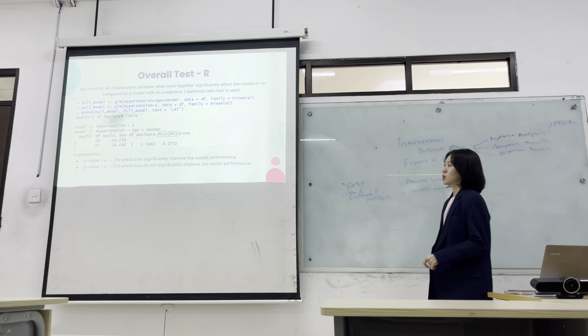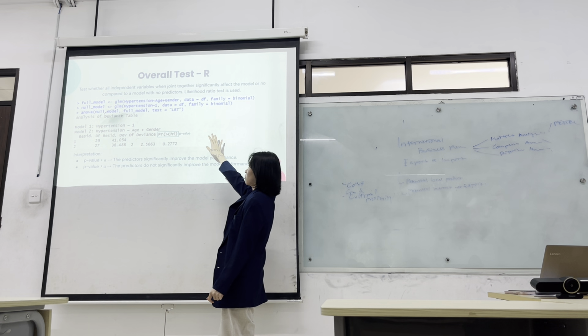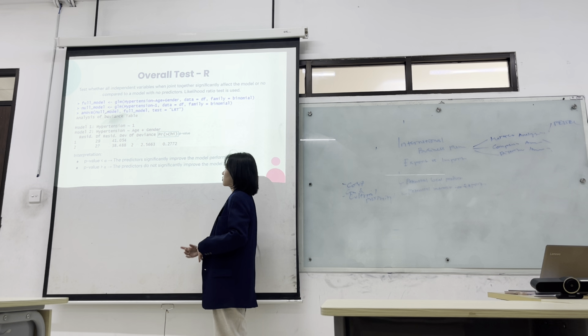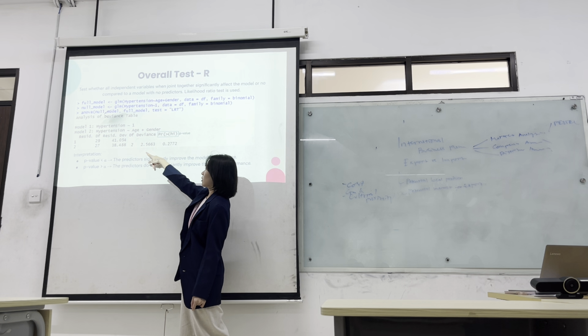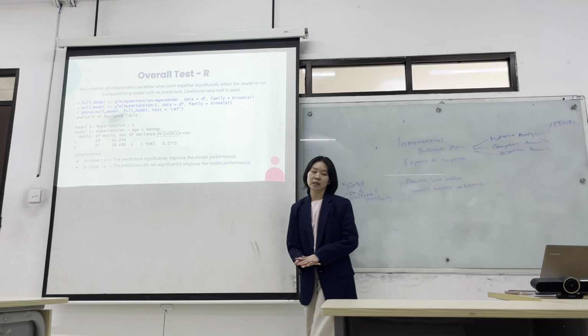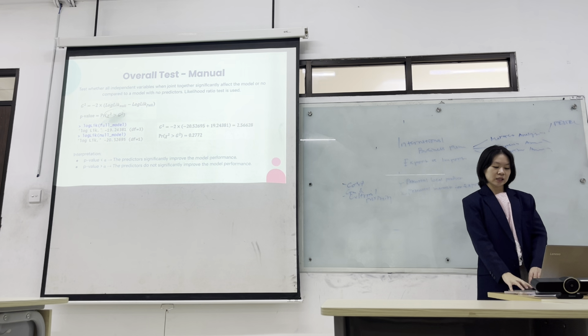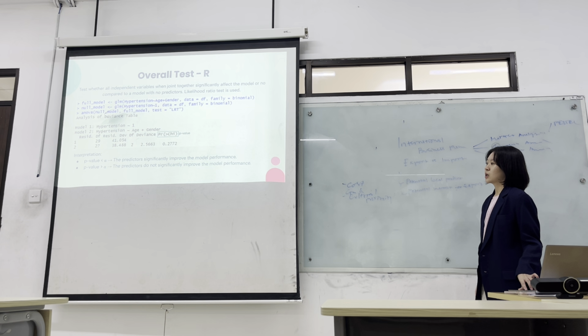And this is actually using the ANOVA. It directly gives the p-value of 0.2772 and the deviance of 2.566, which is the same as what we obtained here.